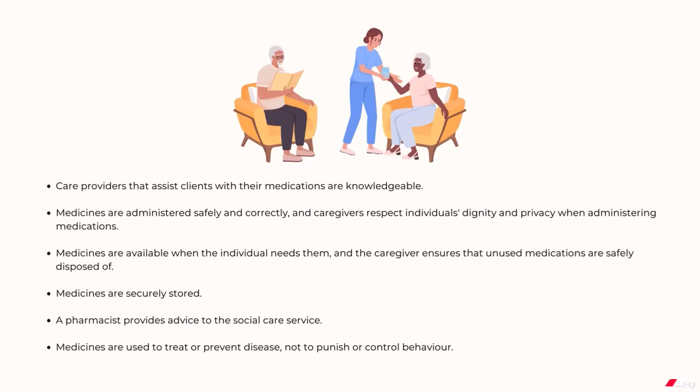Medicines are available when the individual needs them, and the caregiver ensures that unused medications are safely disposed of. Medicines are securely stored. A pharmacist provides advice to the social care service. Medicines are used to treat or prevent disease, not to punish or control behavior.